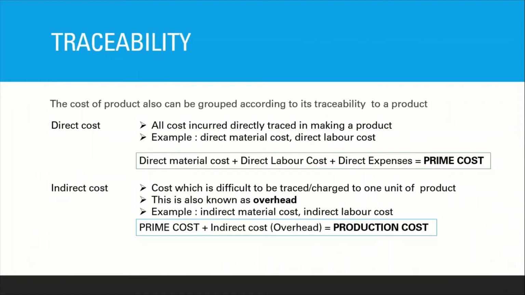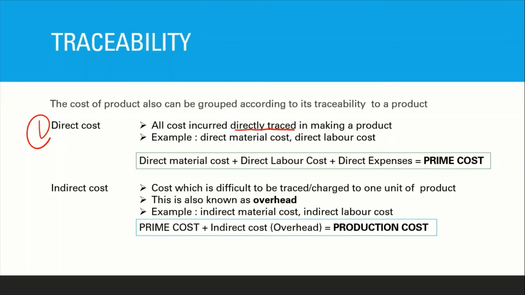So next, which is traceability. The cost of product can also be grouped according to its traceability to a product. So first is direct cost. All costs incurred directly traced in making a product. Example, direct material cost, direct labor cost. Okay, so directly traced. Using the example from the previous slide, which is the bread.